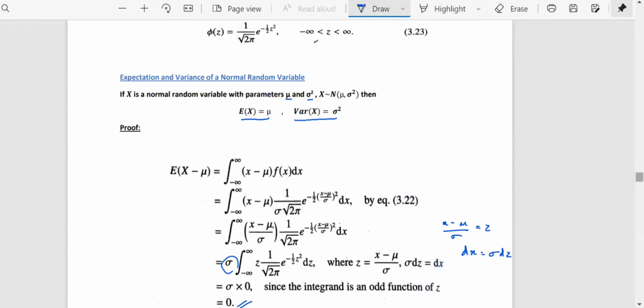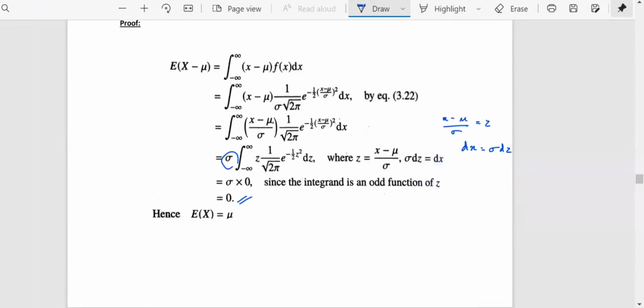mu is equal to 0, hence expectation of x minus expectation of mu is equal to 0, or expectation of x is equal to expectation of mu, which is simply mu.